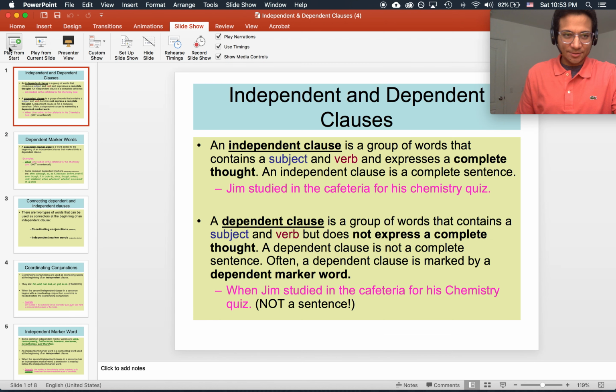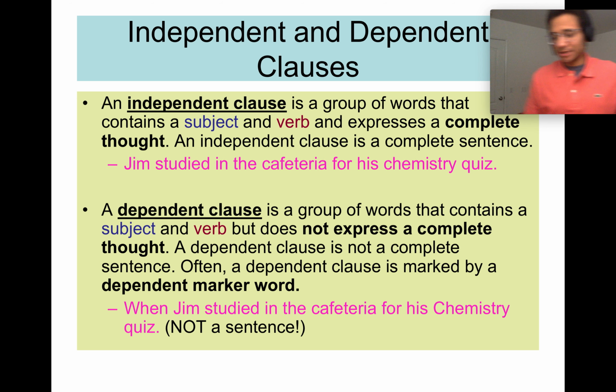Okay, slideshow, play from start. Okay, so first of all, let's talk about a clause. A clause, simply put, is just a phrase, a group of words. We have independent clause and we have dependent clause. First of all, to be independent, you could stand on your own.